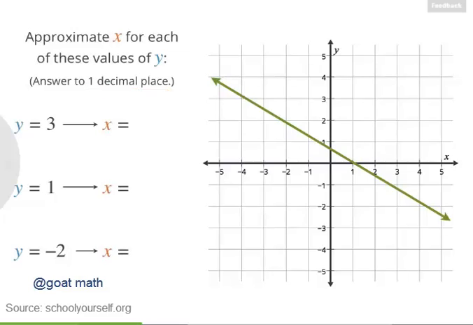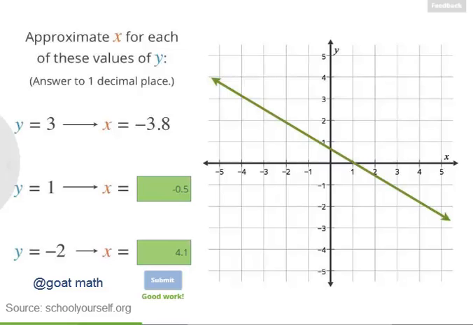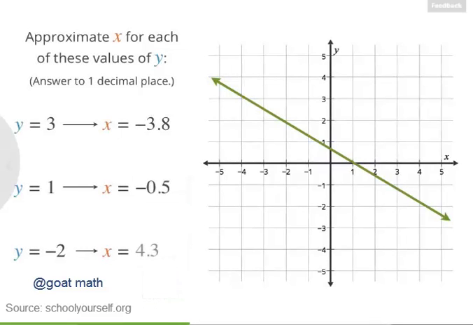And let's quickly do the first one together. Y is equal to 3 over here. So what's the x value when y equals 3? It's pretty close to -4, and it looks like it's about -3.8. So try estimating the values of x where y equals 1 and -2. Nicely done. So when y equals 1, x is about -0.5. And when y equals -2, down here, x is approximately 4.3.